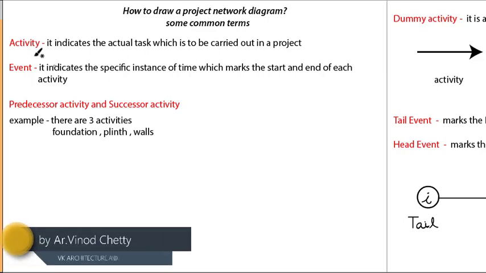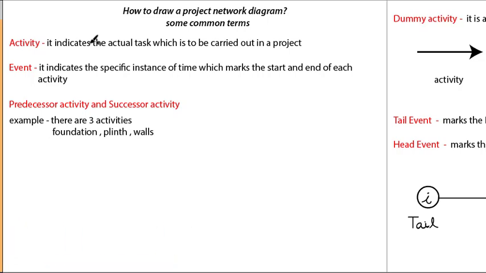First is an activity. It indicates the actual task which is to be carried out in a project. For example, you are building a duplex house. First you level the site, and then you put on some foundation. Each is considered an activity. Leveling the site is an activity, putting on the foundation is an activity. So an activity is the actual task which is carried out in a project, right?